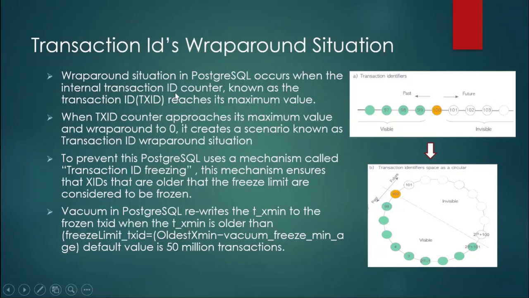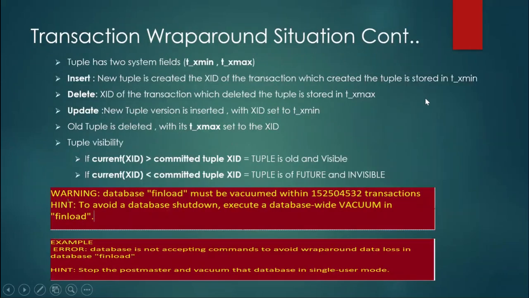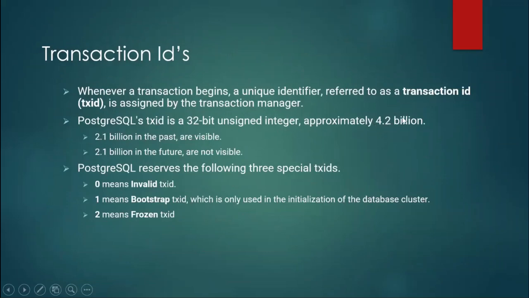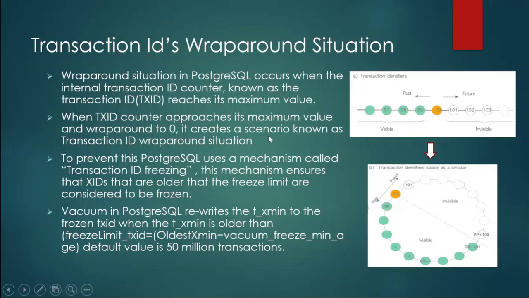Okay, to avoid this wraparound situation, you will never reach your 4.2 billion transaction limit, because you are reusing those past 2.1 billion transaction IDs for the future 2.1 billion transaction IDs, and this keeps on going in a circular fashion to avoid your wraparound situation. So you don't have any issues. Maximum you don't get this situation, but still there are some cases.